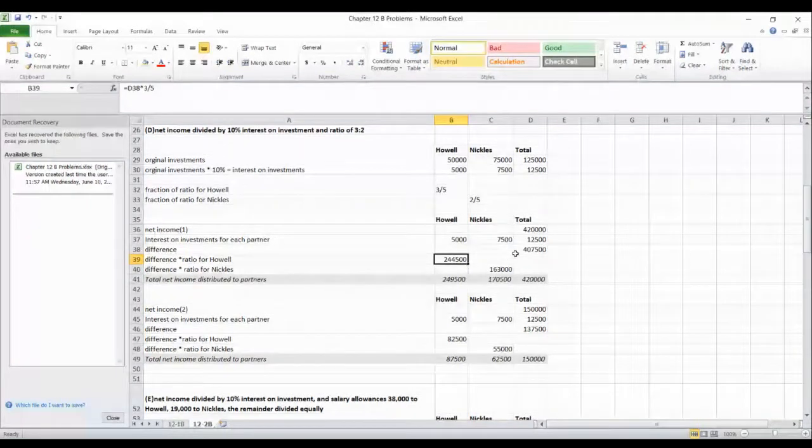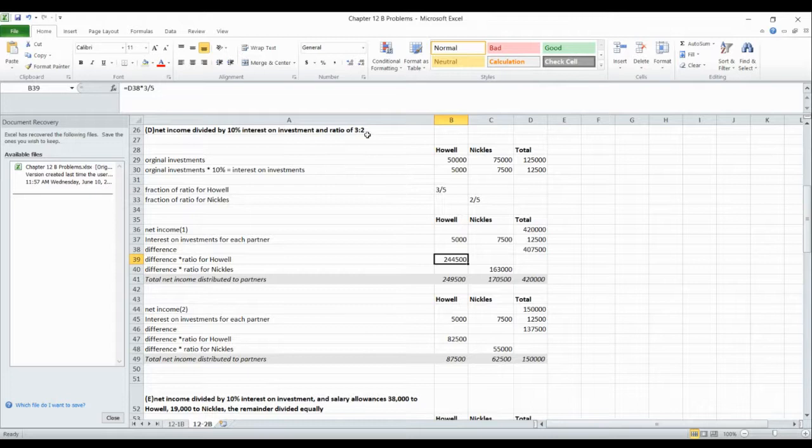So you can see the difference was 407,500. I multiplied it by 3/5, which is Hal's part of the ratio, and that gave me 244,500. That is the difference times the ratio. The difference times the ratio for Nichols.